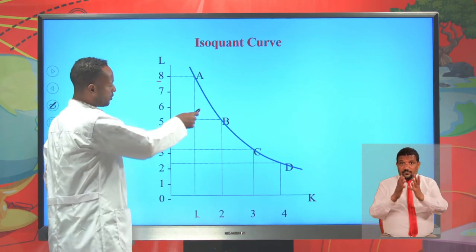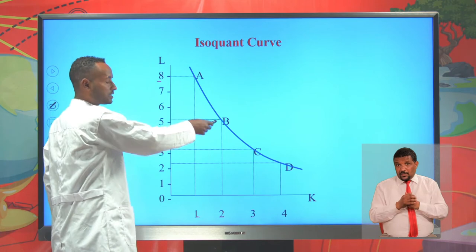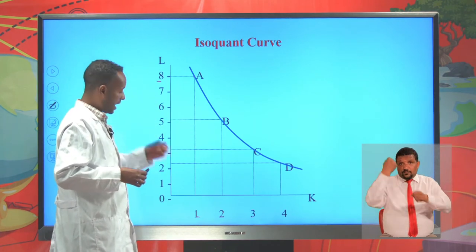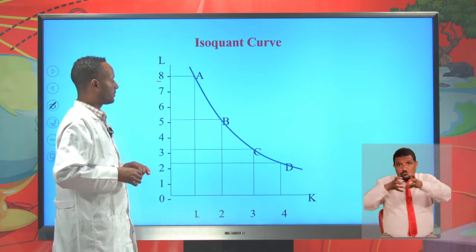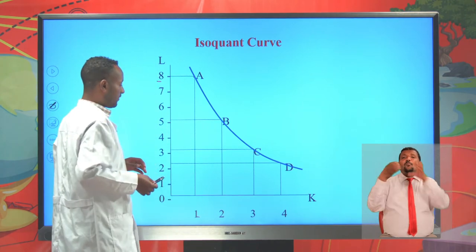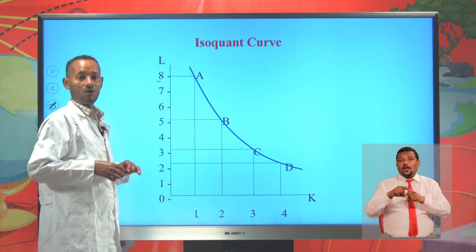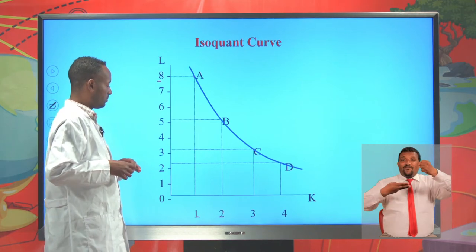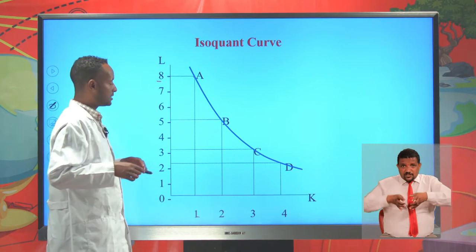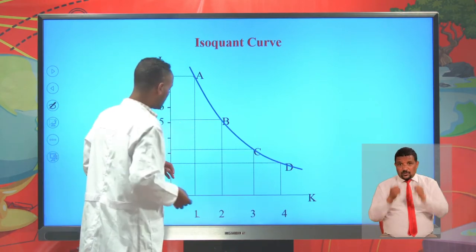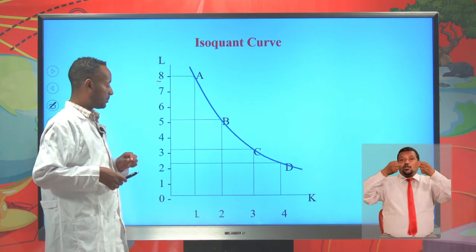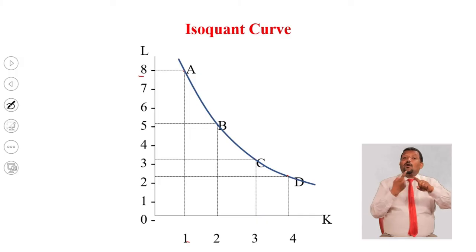Again, when we come to combination B, the farmer gets this 60 quintal of wheat with the combination of five labor and two tractors. Then, as we come across to combination C, the farmer gets the 60 quintal of wheat from a combination of three labor and three tractors. And at combination D, the farmer gets this 60 quintal of wheat from four capital and two labor.